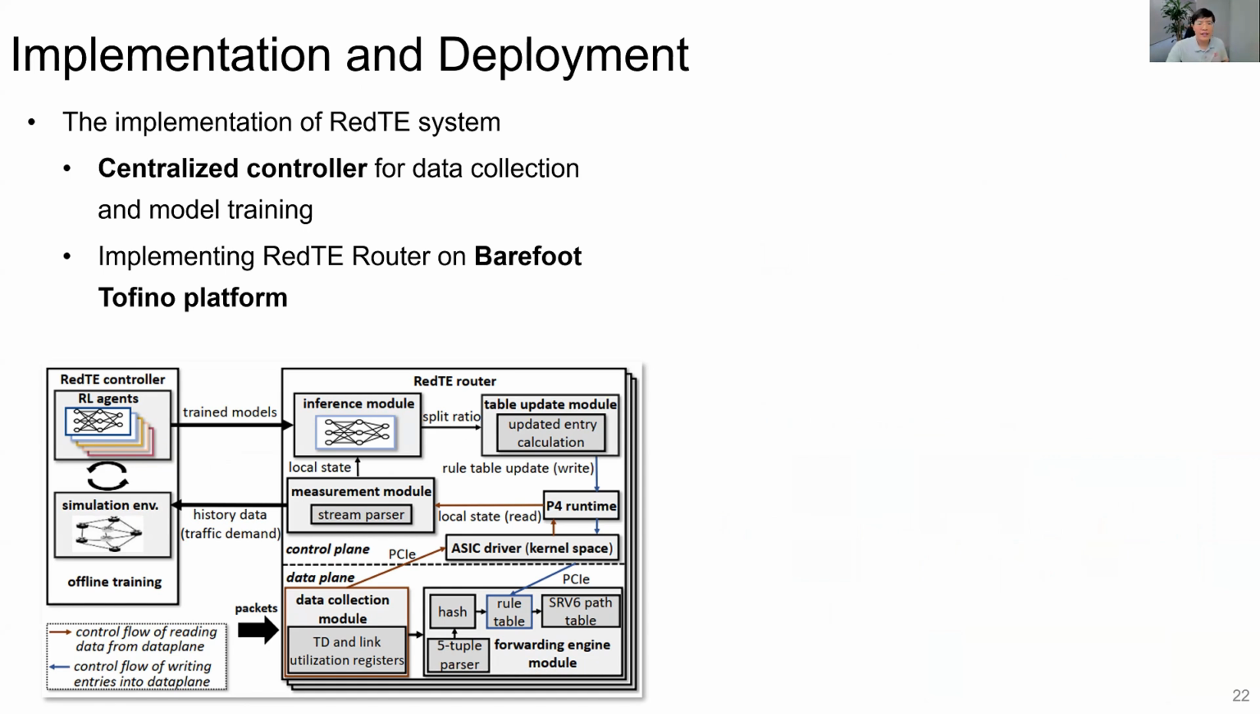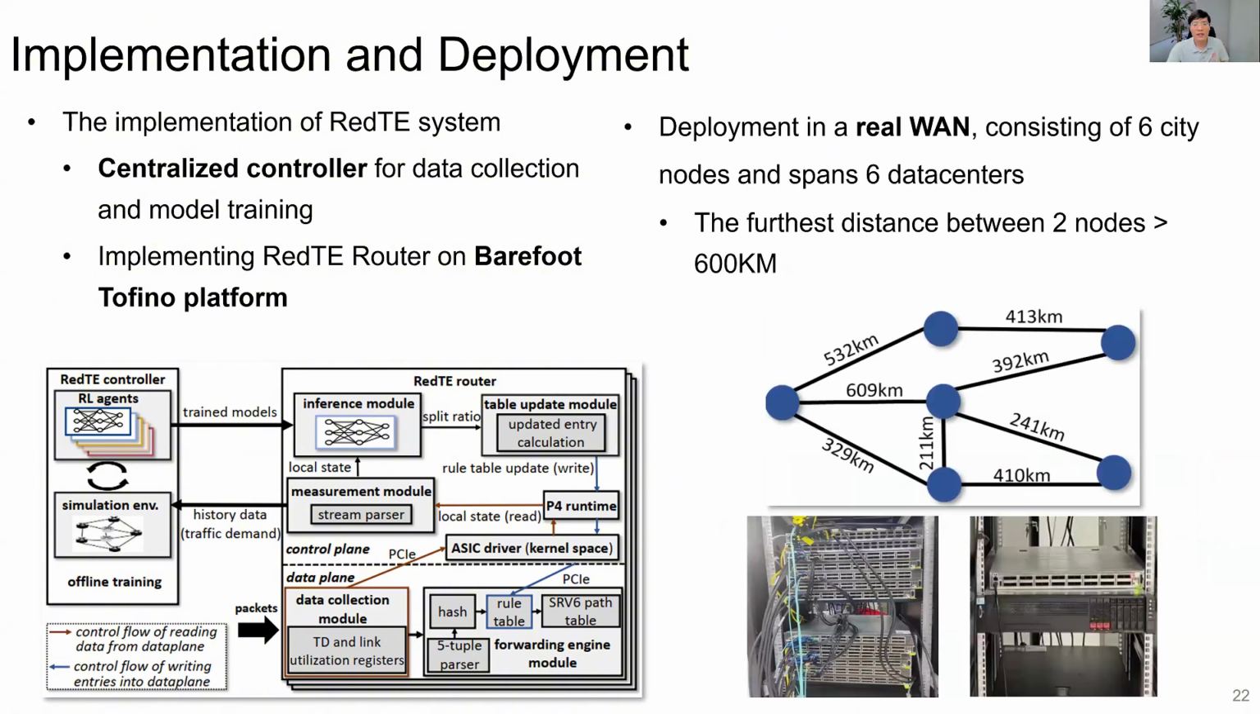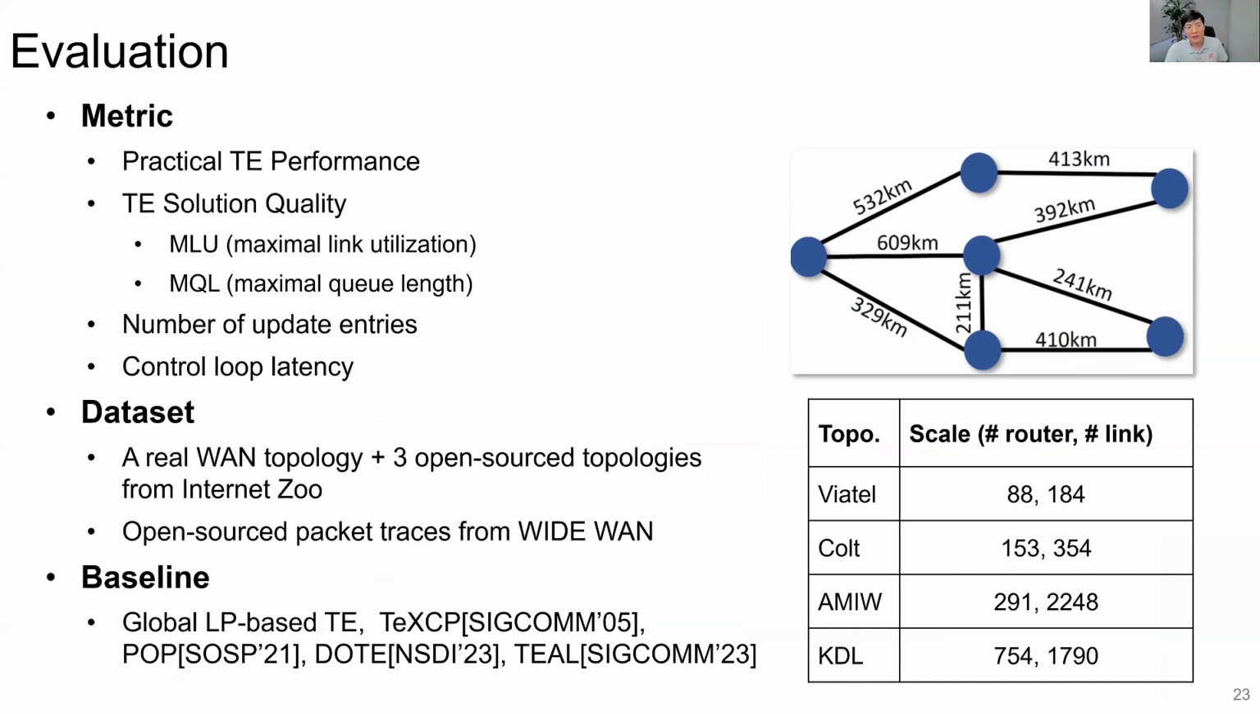Okay, we implement the whole RedTE system, including a centralized controller and RedTE routers based on the Barefoot Tofino platform. We also deploy the system into a real WAN, consisting of 6 cities and spanning 6 data centers. In our evaluation, we test the TE solution quality, the number of updated entries, and the controllability of RedTE with these baselines using four WAN topologies.